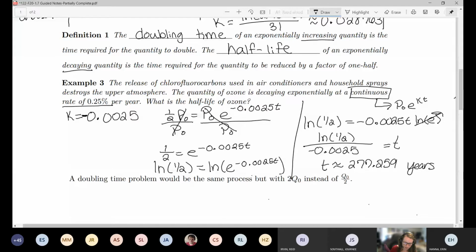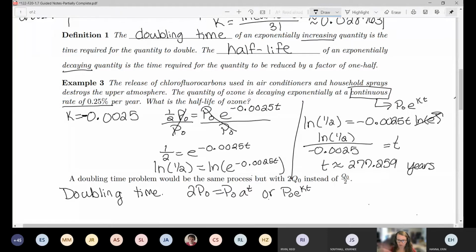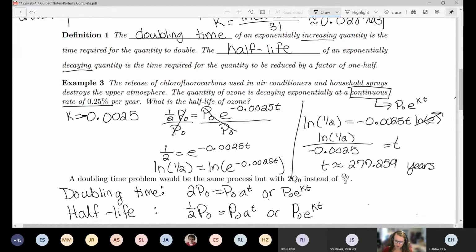Because if you want doubling time, you just want to solve something like 2 P0 equals P0 A to the T, or P0 E to the KT if you're in the continuous form. So read the problem and see which one you're working with. And then half-life. If you have P0, you can still do it. It's not like you can't do it when you have P0, but you don't need P0 because you can just set it generically equal to either half or twice what you started with. So we did one of those the other day, so we'll move on.